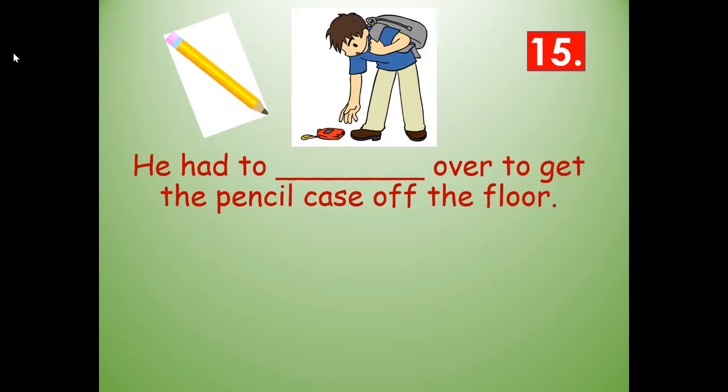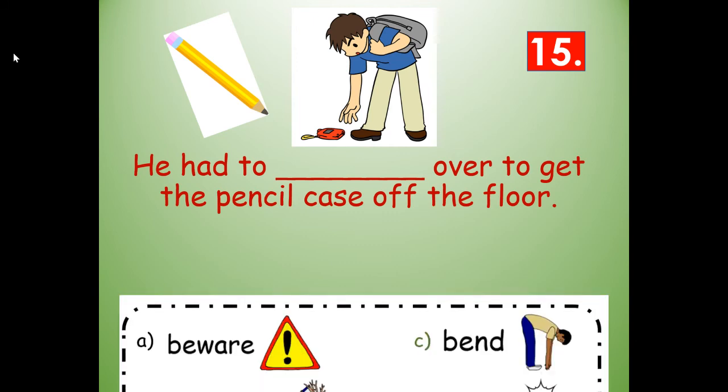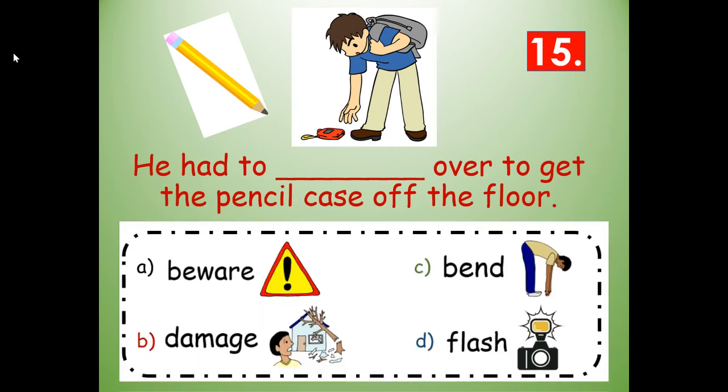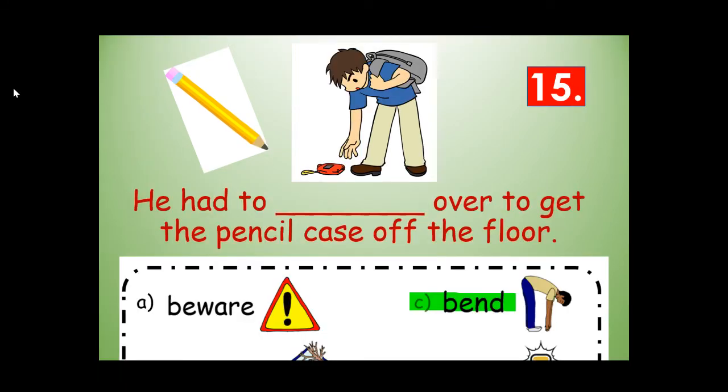Number 15, he had to blank over to get the pencil case off the floor. He had to beware over. He had to damage over. He had to bend over, or he had to flash over. It would be bend. He had to bend over, B-E-N-D, bend over to get the pencil case off the floor.